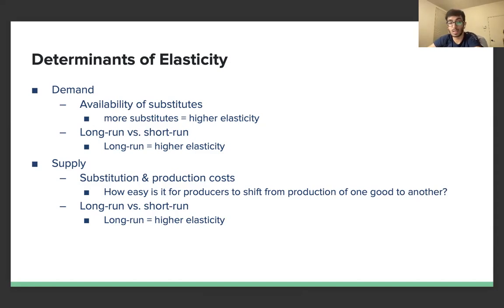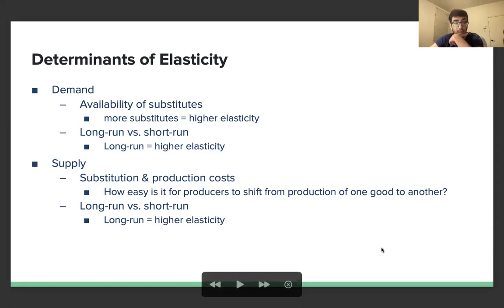And in the long run, we also have higher elasticity than in the short run, because in the long run it's easy for consumers to change their preferences, change their habits, find new substitutes. So in the long run, elasticity is higher for a good compared to the short run elasticity of that good.